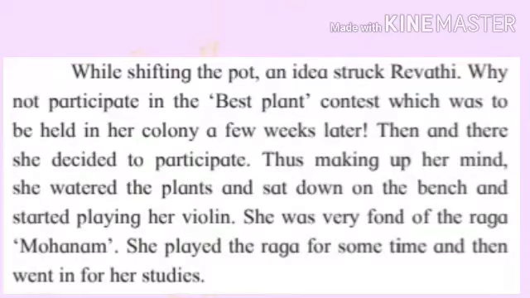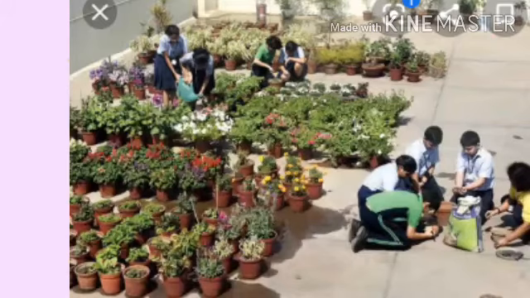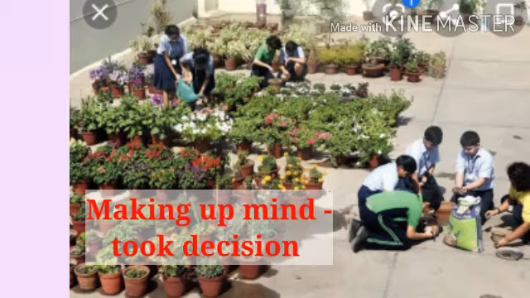Coming to the next paragraph, while shifting the pot, an idea struck Revathi. Why not participate in the best plant contest which was to be held in her colony a few weeks later? So this idea came to her mind when she shifted the plant, that she should participate in the best plant contest which is going to be held after a few weeks. Then and there she decided to participate, thus making up her mind. Making up her mind means she decided, she made her mind to participate in the contest.